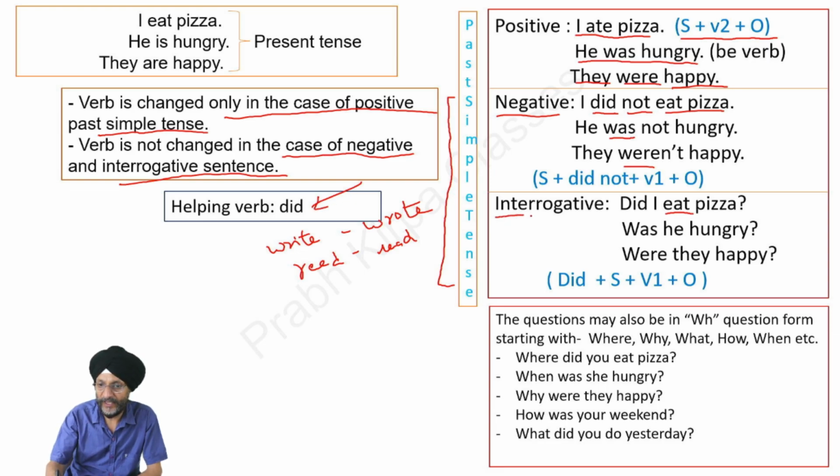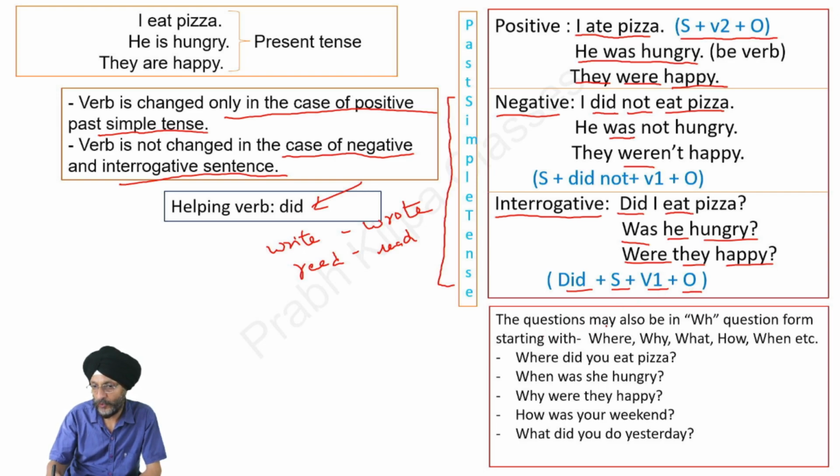When we form the interrogative form of the past simple tense, what we do is add did at the start of the question. Did I eat pizza? We may also use was or were. Was he hungry? Were they happy? This is the formation of the interrogative form of the past simple tense. First we use did, then comes the subject, then comes the first form of the verb, and then comes the object.